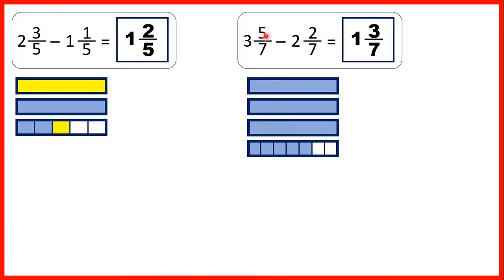Next we had 3 5/7, so 3 wholes and 5 parts out of 7 of another fraction bar. We subtracted the fraction first, so we can subtract 1, 2 of those sevenths to give us 3/7 of this fraction bar left in blue, and then we subtracted 2 wholes to leave us with just 1 whole, so our answer was 1 3/7.